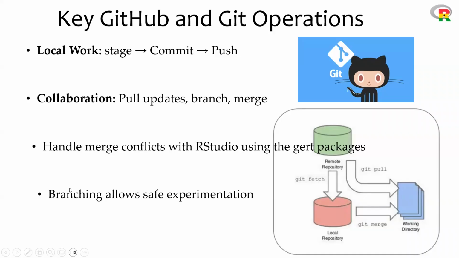Branching allows safe experimentation. If you don't want to cause any problems on the main line, you can just branch it and try whatever you want to try. When you are done, you can merge it back. I'll show you how to do all these things. Today's session is only 2 hours, but I'll try as much as possible to cover all the things we are supposed to do. So let's just quickly go.